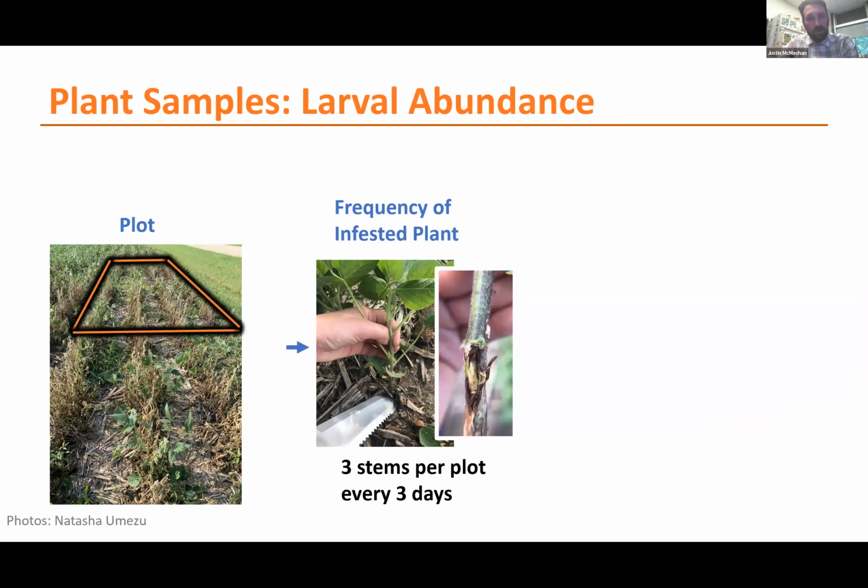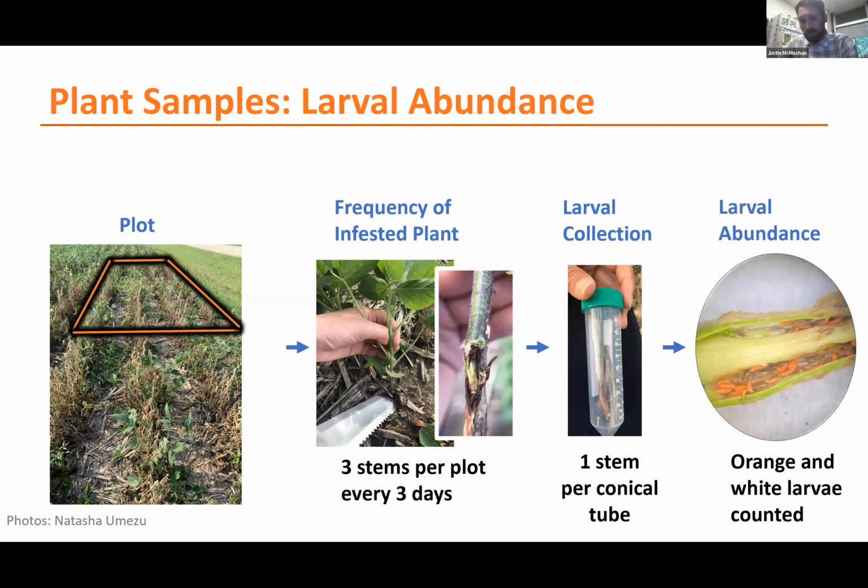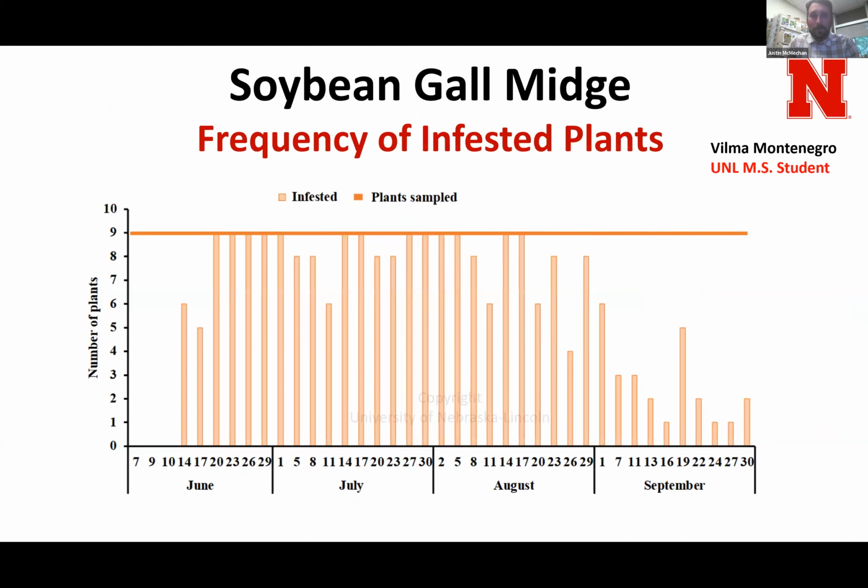What we were doing was going along sampling 9 randomly selected plants for the occurrence of them on the plants, and then taking 3 stems from each plot for Vilma's work every 3 days during the season. Each one went into a separate conical tube, and then we counted all orange and white larvae under a stereo microscope. This is the frequency of infested plants. On the x-axis is the time, on the y-axis is the number of plants.